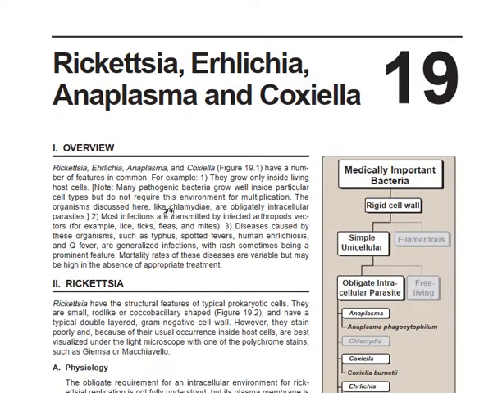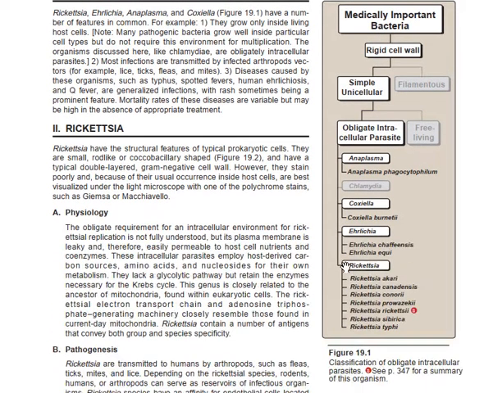In this tutorial, we are going to visualize first the classification of these microorganisms. We start with medically important bacteria, which are classified into rigid cell wall bacteria. The rigid cell wall bacteria divide into simple unicellular and filamentous. We have already dealt with the filamentous. The simple unicellular is still divided into two: the obligate intracellular parasites and the free living.